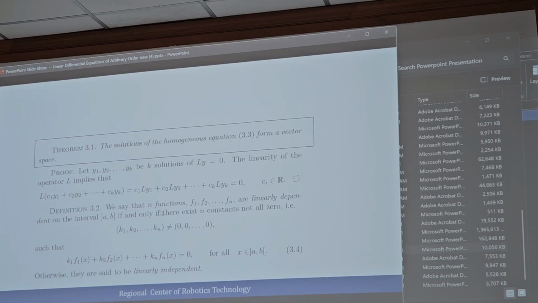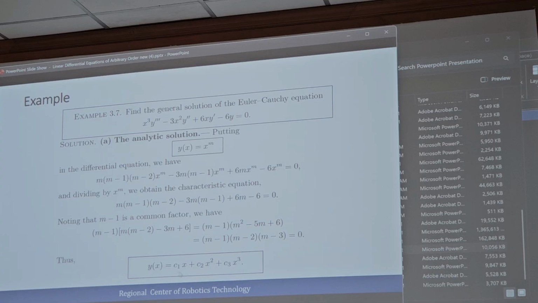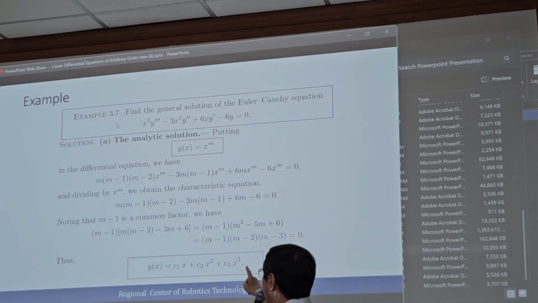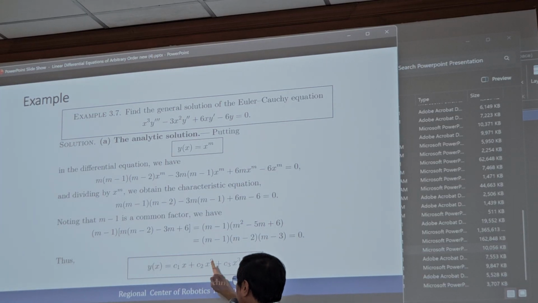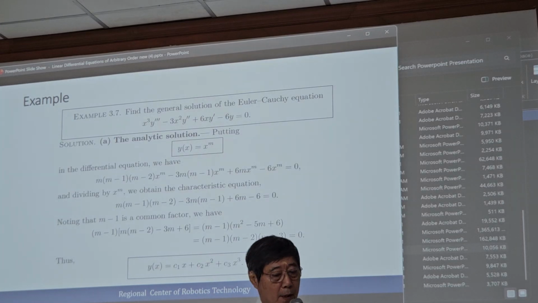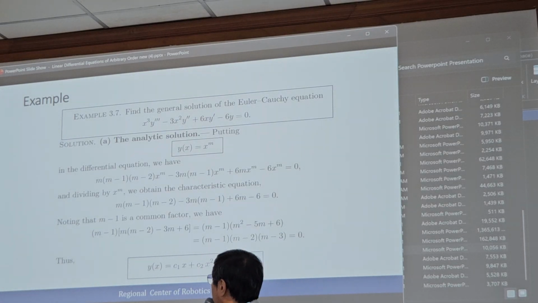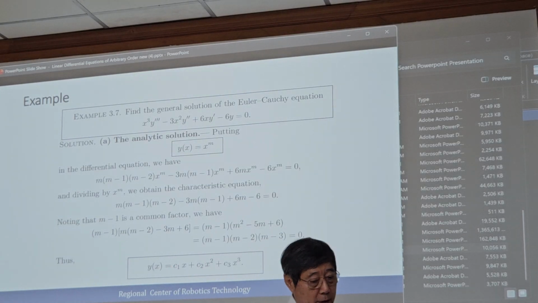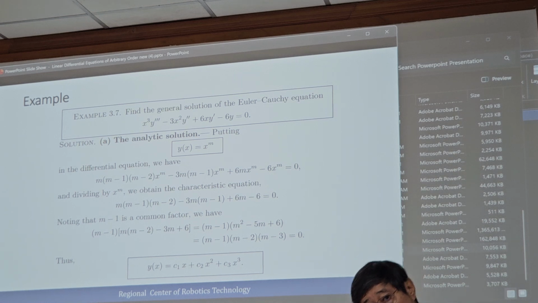Okay, now let's see. All the solutions have to be independent, right? This thing is independent, right? It's not distinct, it's repeating, it's not independent, right?